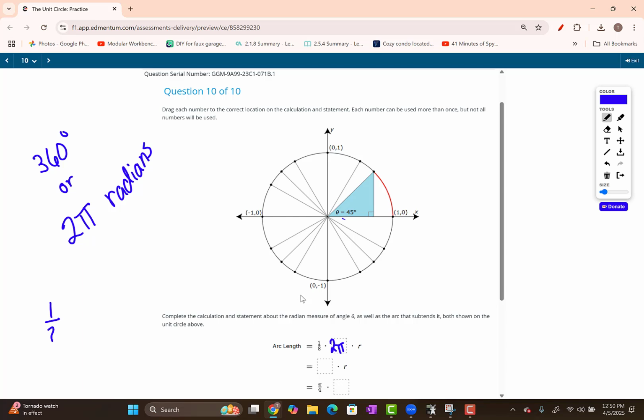What is 1/8 times 2 pi? It's helpful to put 2 pi over 1. We're not cross multiplying. We just multiply straight across the numerator. 1 times 2 pi is 2 pi. Straight across the denominator, 8 times 1 is 8. 2 over 8 reduces to 1 over 4. So this is 1 over 4 pi, which you'll notice they have in the next step.